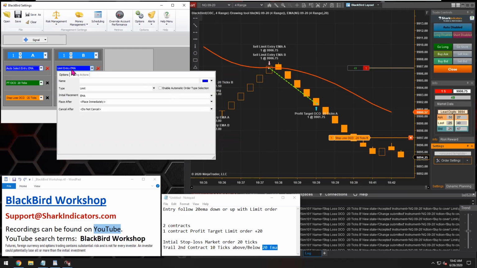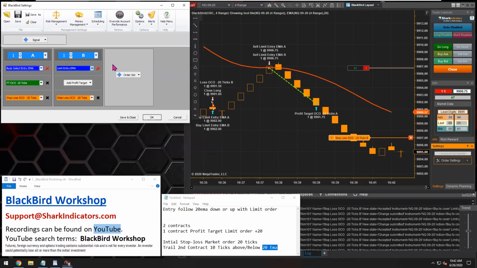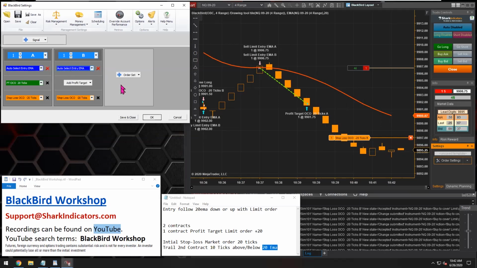And so we need to go into the other entry order and enable that over there as well. So now both of these entry orders, as we can see, the name there says auto select. So that's one issue that can address the entry order and using an indicator.